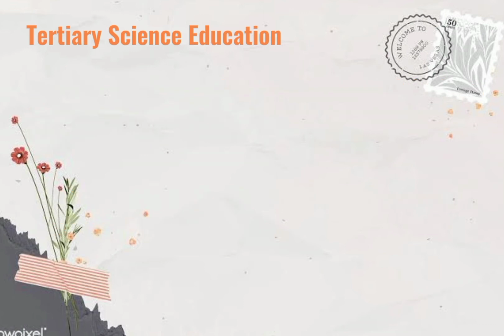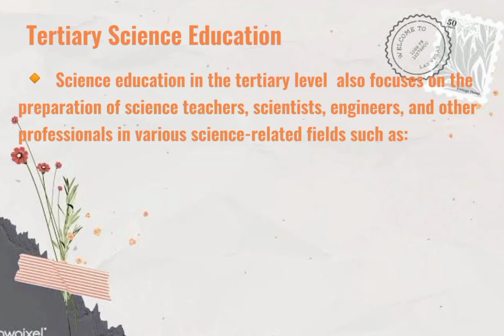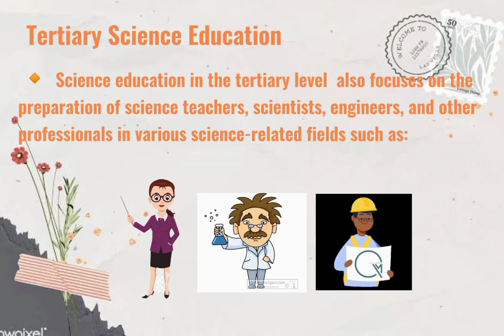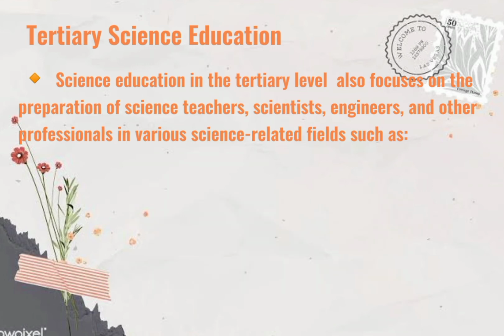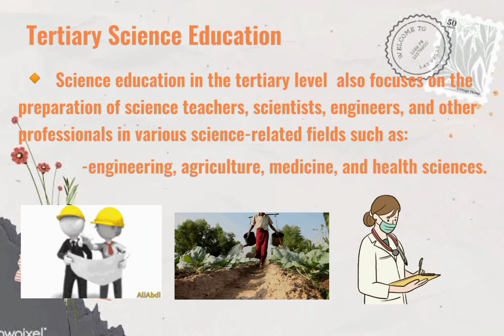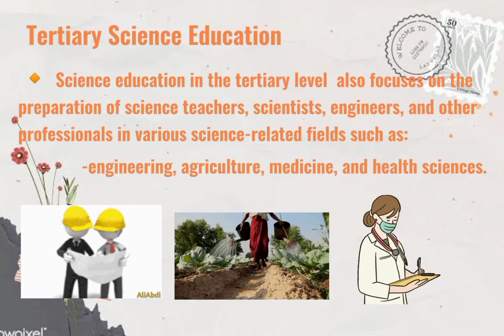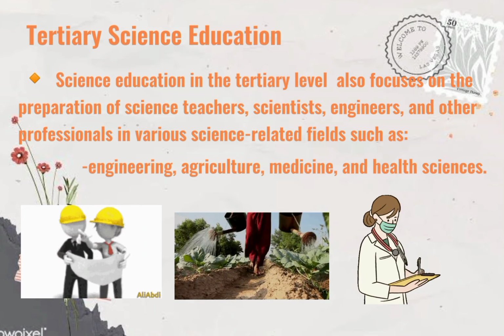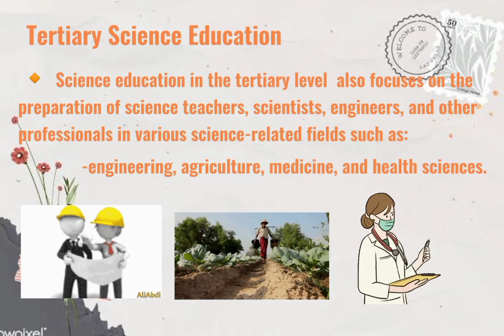Science education at the tertiary level also focuses on the preparation of science teachers, scientists, engineers, and other professionals in various related science fields such as engineering, agriculture, medicine, and health sciences. The state provides scholarships to encourage more students to pursue science courses.